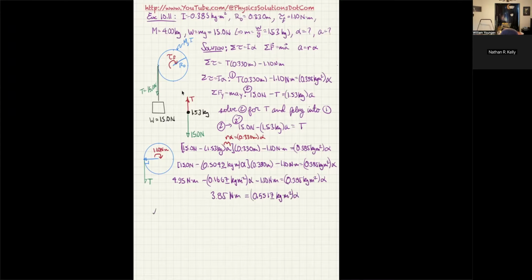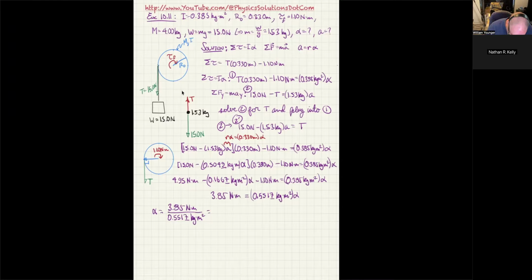And from that, we can say that alpha is equal to 3.85 Newton meters divided by 0.5517 kilograms meter squared. And if you remember correctly, the Newton meter was a kilogram meter squared per second squared. So when I divide by kilogram meter squared, I'm just getting reciprocal seconds squared. And as always, we can just throw a radian up there and it'll be radians per second per second.